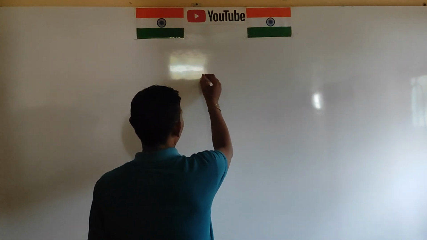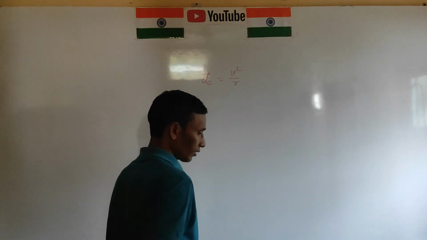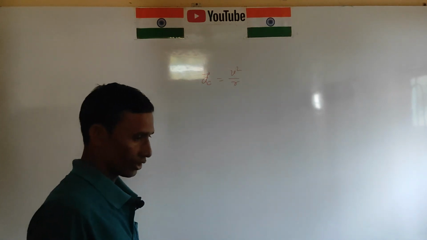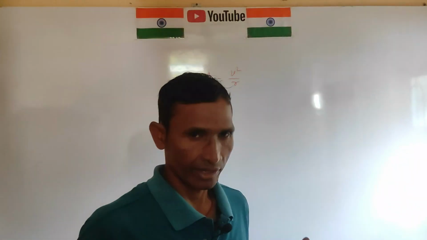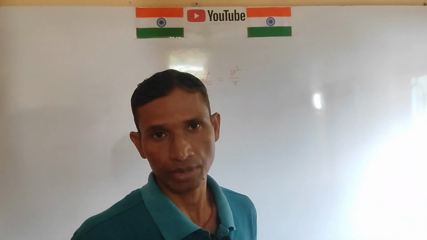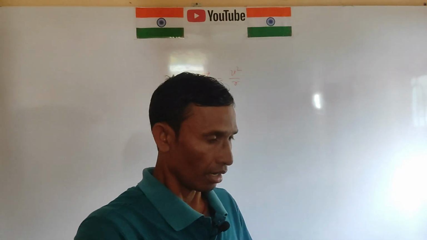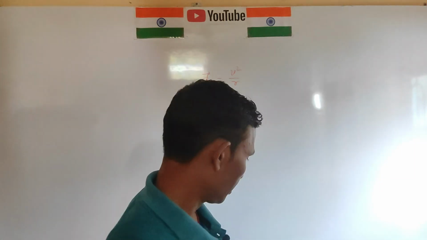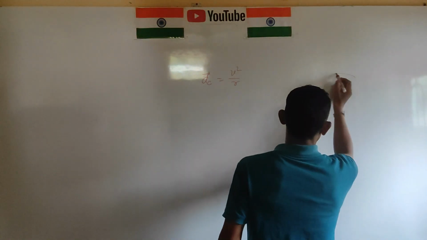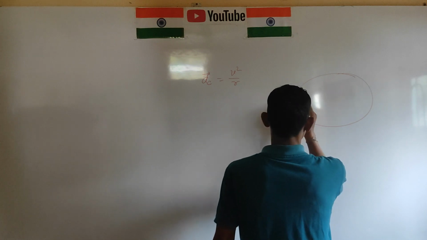That is angular acceleration, that is v square by r. Whenever there is the angular acceleration, it is only in a fixed orbit, when the body is moving in a circular path or in an elliptical path at constant speed. Here is the sun, and the earth is here.